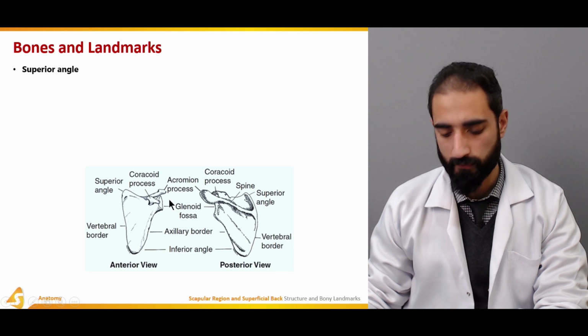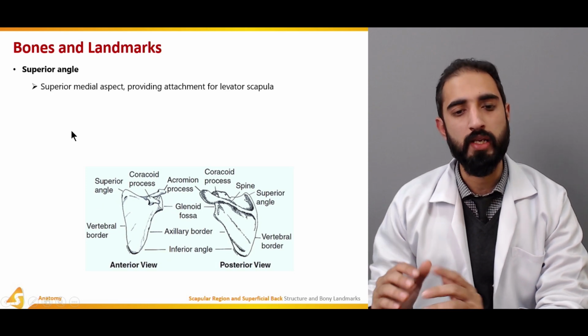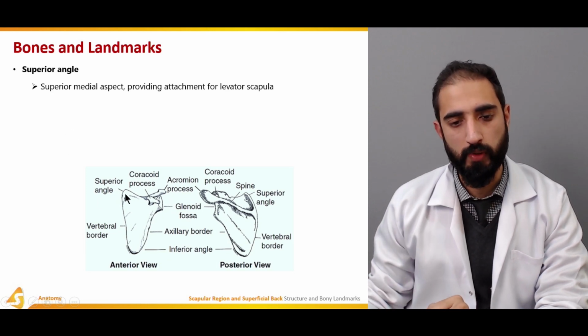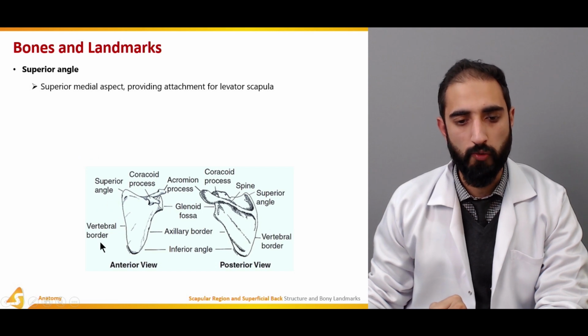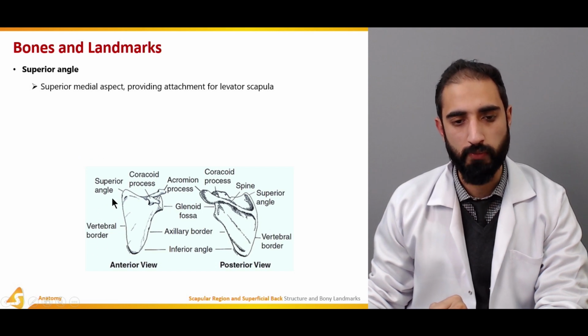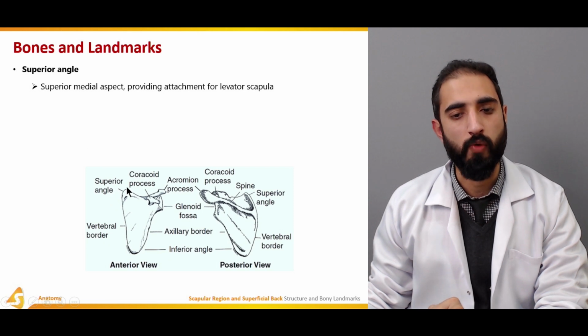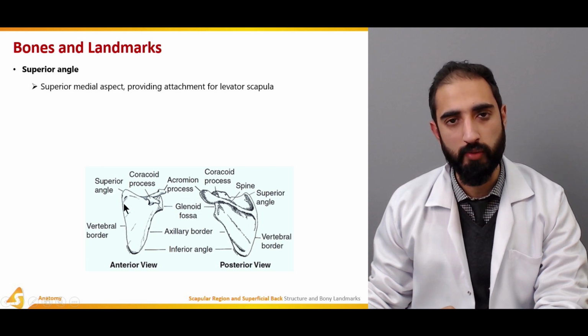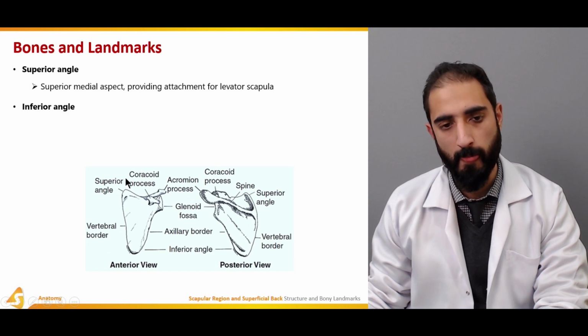So the superior medial aspect, as you can see, this is superior, but it's also medial. This is where your spine is. So this is medial. The superior medial aspect provides attachment for the levator scapulae muscle, which is responsible for the elevation of the scapula.